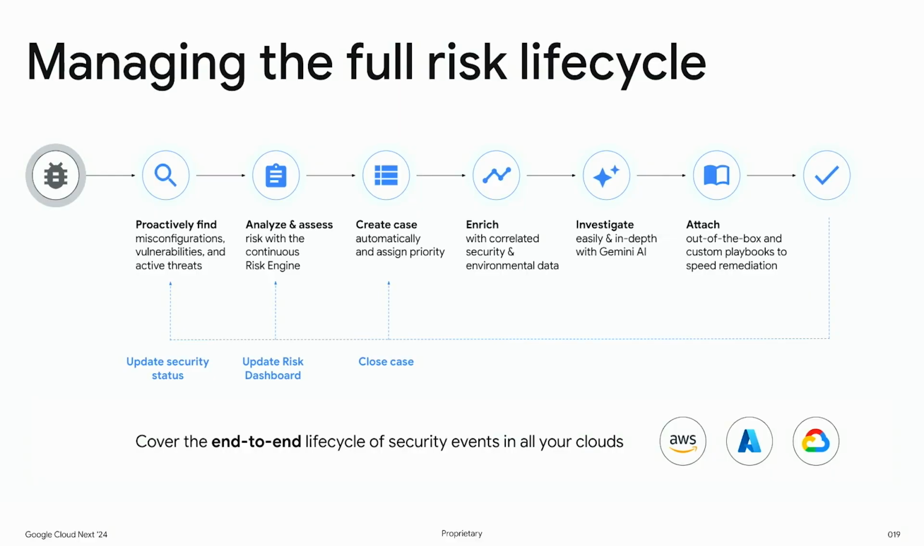It lets you manage the full risk lifecycle in a way that has really not been possible prior to this. So we'll proactively find all the misconfigs, vulnerabilities, and threats. We will go through with our risk engine, create the attack paths, create the risk scoring, evaluate everything, and prioritize your top risks at the top. We'll auto-create those cases and enrich with a lot of correlated security information and metadata. And we'll leverage our investigation tooling within Chronicle to allow you to conclude investigations quickly and leverage our Gemini AI here to be able to craft rules and do other things at the end of that.